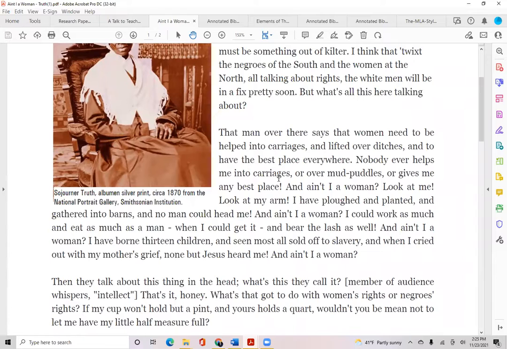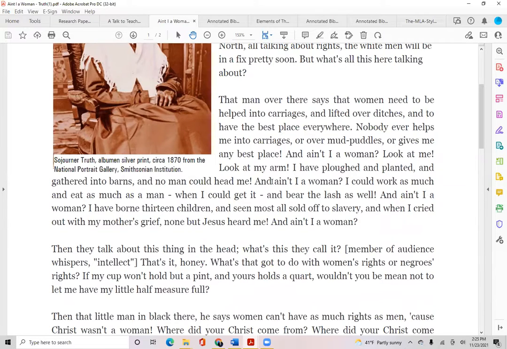Talking about rights, she's speaking specifically of the Negroes of the South and the women in the North, right? She's letting us know about gender, et cetera. Then she goes through her examples. "That man over there says that women need to be helped into carriages." Most of you hit this point, right? It's the way in which white women should be treated, the level of respect that women should be treated with. It says women, but then she says, "Nobody ever helps me into carriages, or over mud puddles, or gives me any best place." So she's showing a difference: they're saying women, but they really mean white women, and she's not having that.